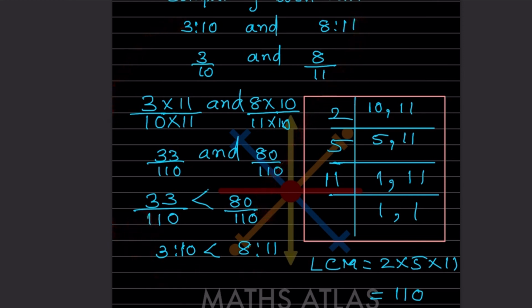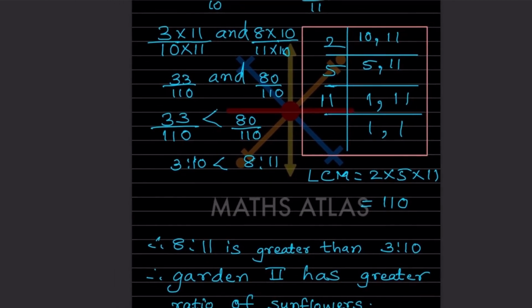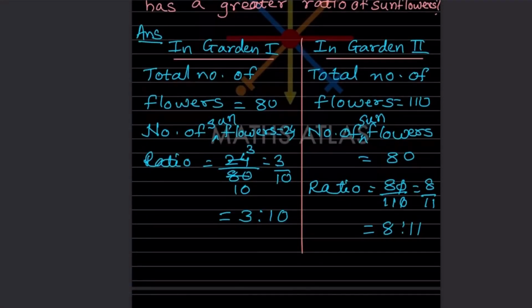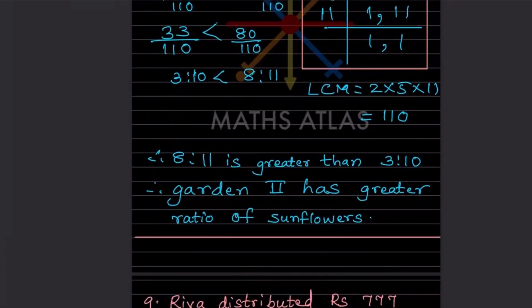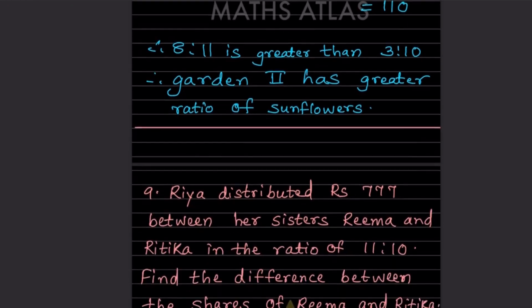Looking at the numbers, 80 by 10 is becoming 8:11, isn't it? So 8:11 is greater than 3:10. And what is 8:11? This is garden 2. So we can say garden 2 has the greater ratio of sunflowers. Hope that is clear. So now let us go for the next problem.